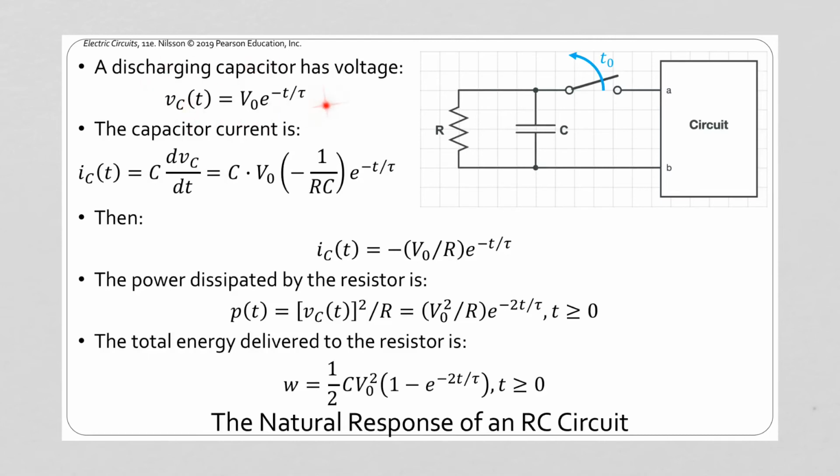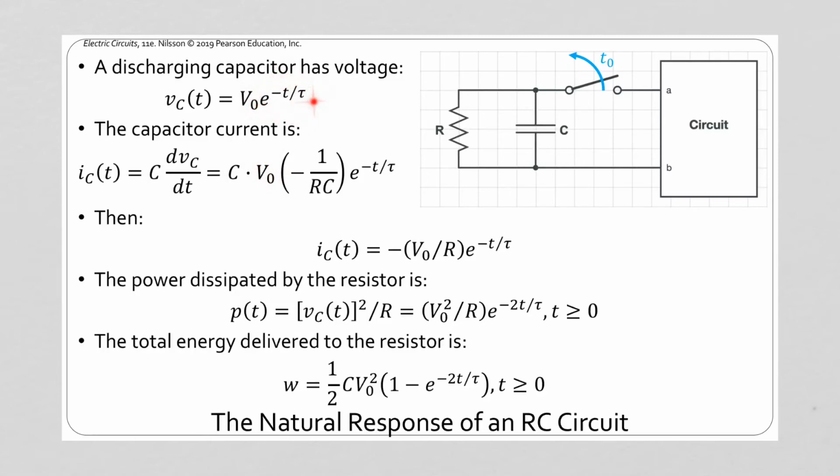We found the capacitor voltage. If we know the capacitor voltage, we can find the capacitor current. This is the characteristic equation for the capacitor. C is the capacitance of the capacitor. That's known. If we take the derivative of this term, the V0 is a constant that will just sit there.